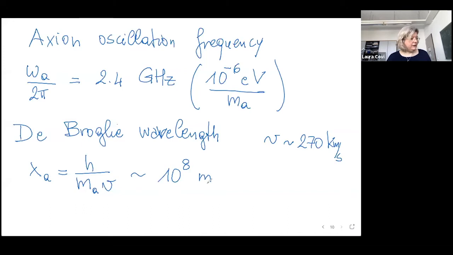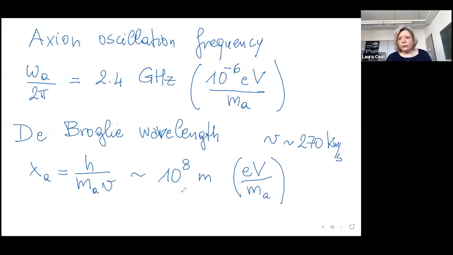meters, if I'm correct. Oh, I didn't write the units, very bad, but I think it is meters. Electron volt divided by mass. So it's a very long de Broglie wavelength.